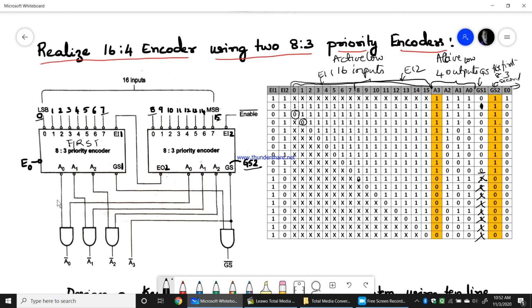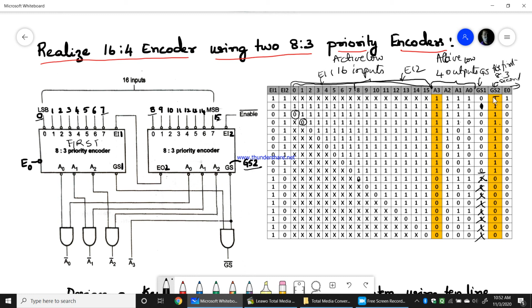Now we have used an AND gate to join both the inputs, instead of shorting them, because this A0 and this A0 need not always be the same value. So it is better to give them to an AND gate, so that whichever value it gives, either 0 or 1, based on the AND gate output it gives you A0 bar. Similarly A1 is shortened and given to another AND gate, A2 is shortened and given to another gate. A3 is nothing but GS2.